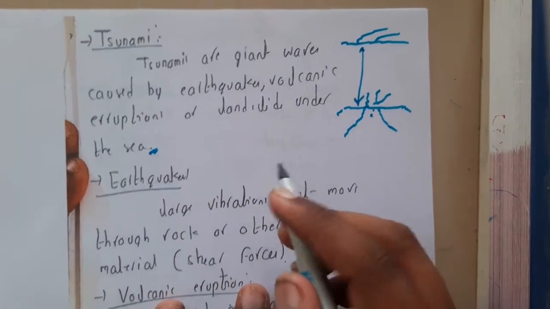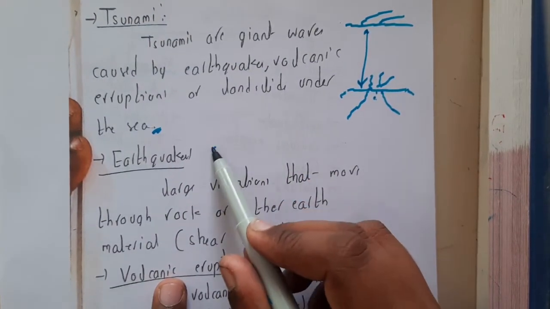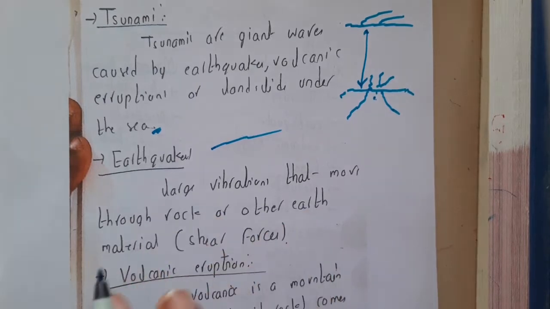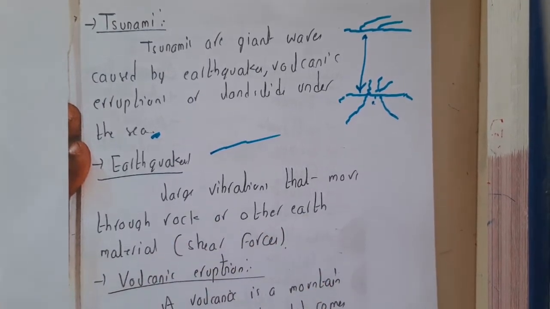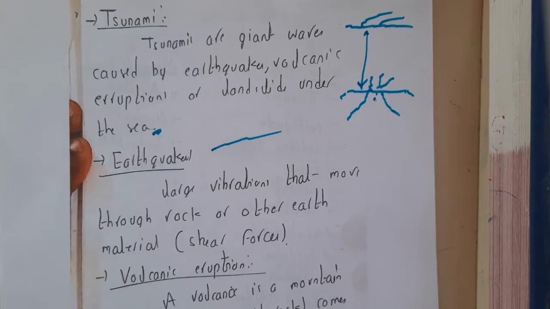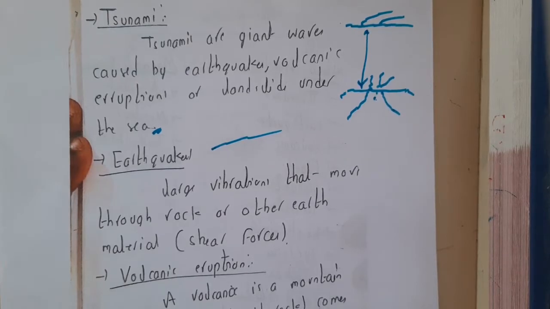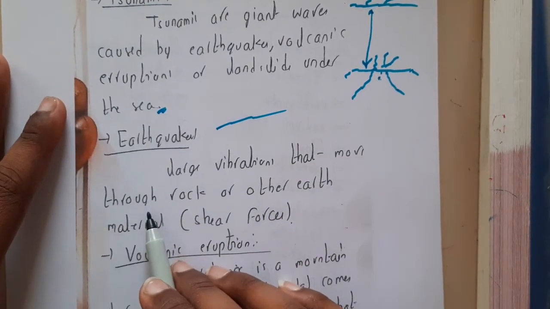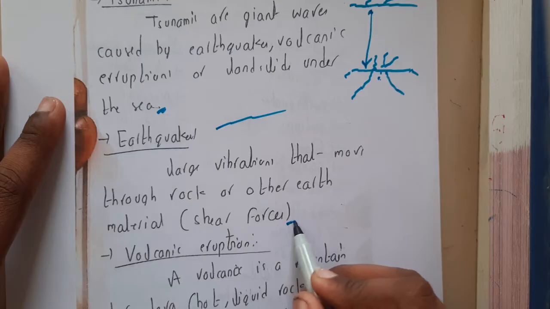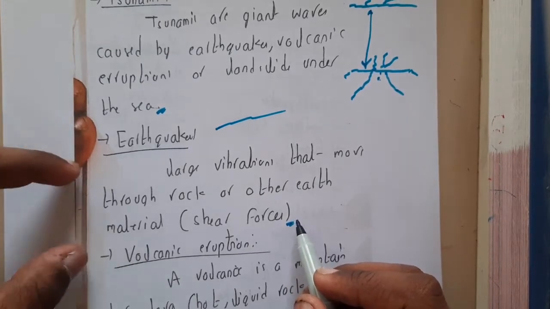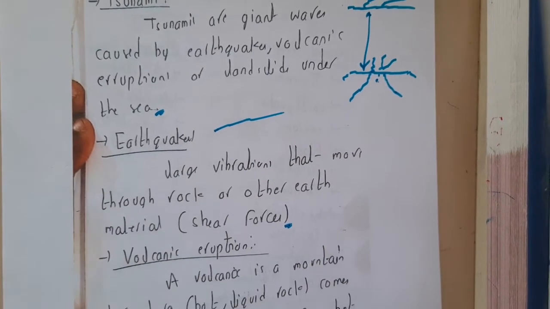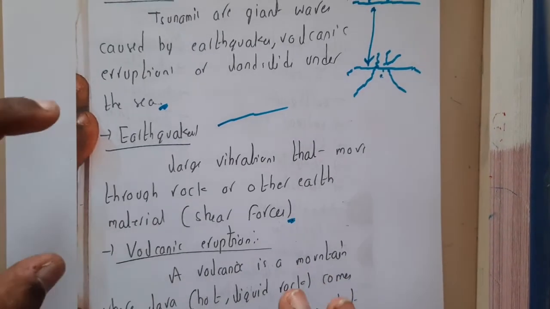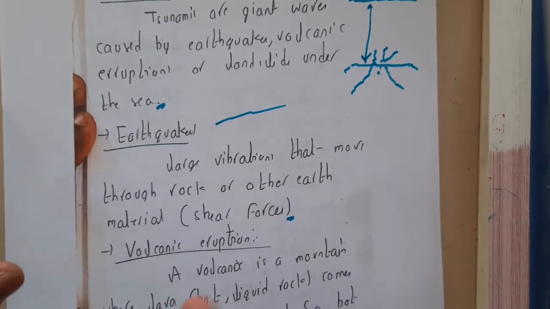Similarly, earthquakes. In simple words, an earthquake is the vibration of the land, guys. Sometimes they say that an earthquake occurred, but you may not feel any effect, though there is a slight movement. If it is a high-scale earthquake, there could be a large movement also. A large vibration that moves through rocks or other earth materials is an earthquake. We'll discuss its effects and causes in the next unit, so don't worry about that. Just remember an earthquake is a small or large vibration.